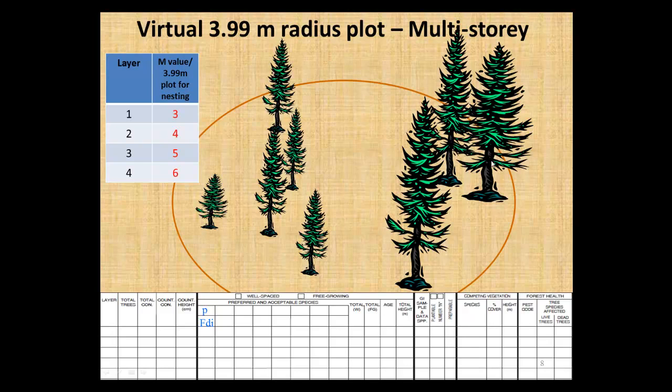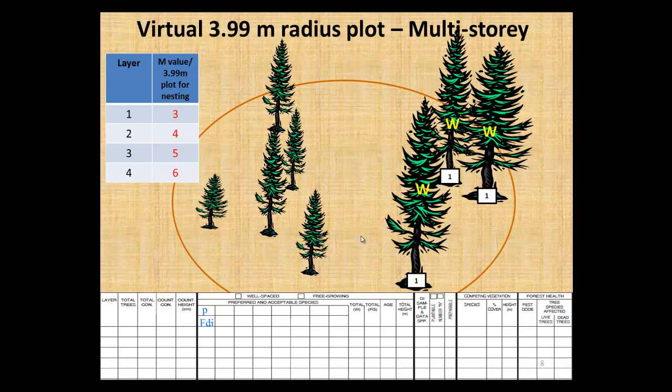Here's the boundary of my 3.99. Looks like we're in the IDF. We've got a nice stand of Douglas fir here. So let's go. Here's our layer 1s in the plot. They all contribute. There's no minimum intertree. We start from the layer 1 down. Critical point to remember. And we look at those individuals, if they're healthy or not.